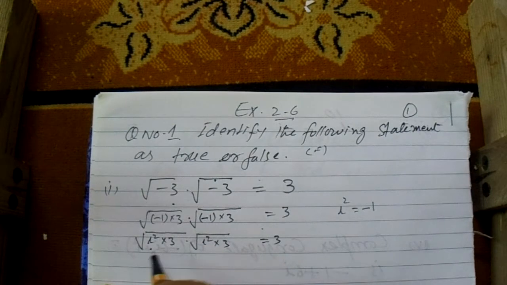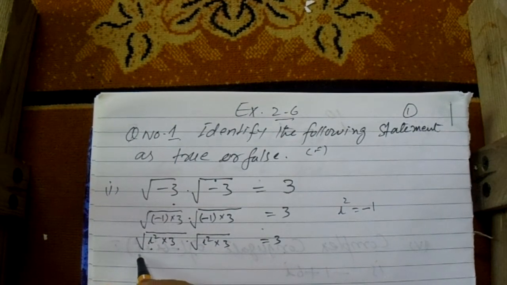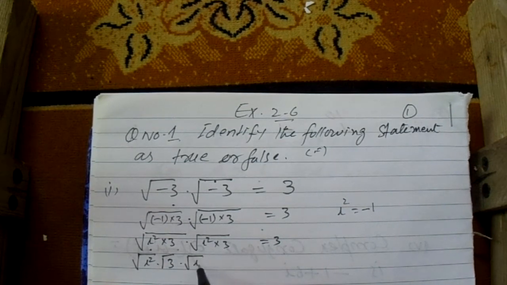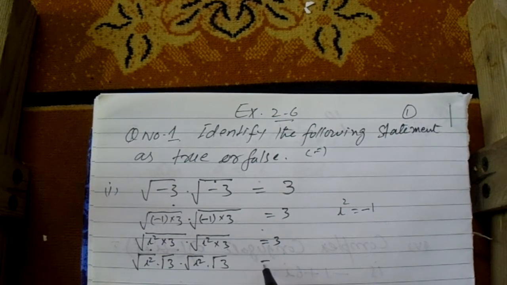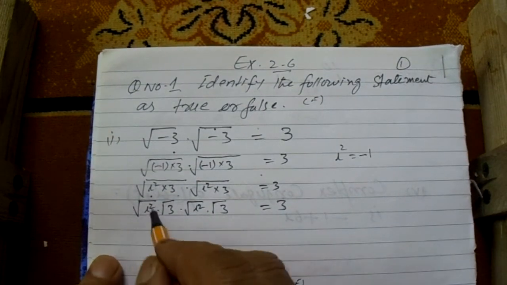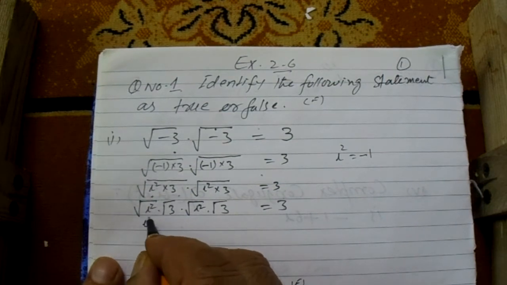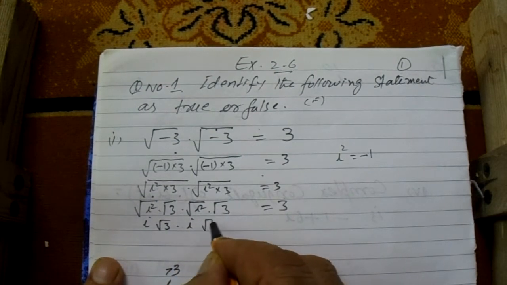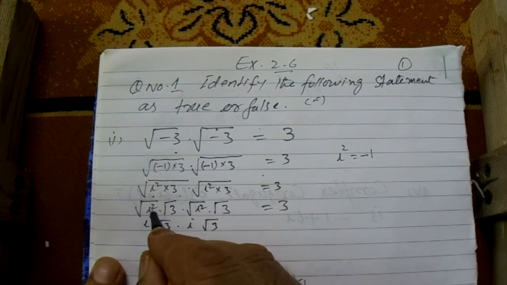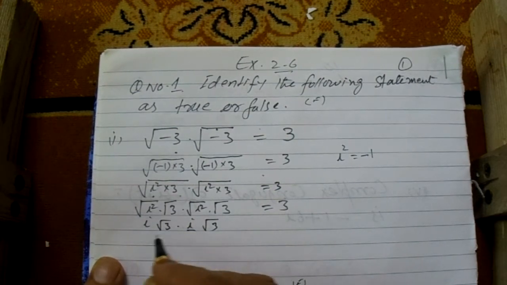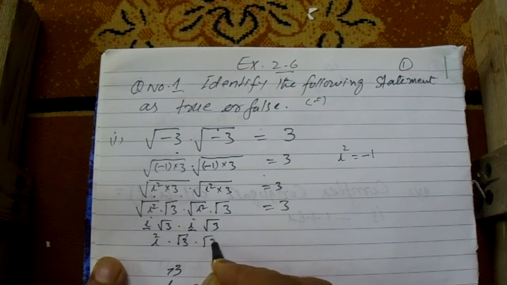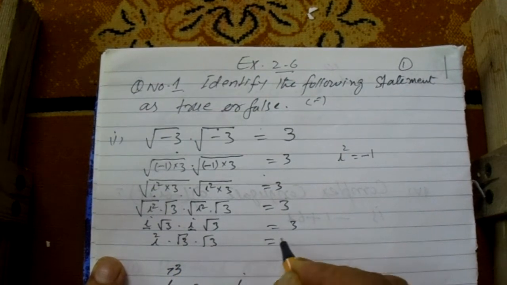Now we write separately under root iota square and under root 3, like this: under root iota square, under root 3, again under root iota square, under root 3 is equal to 3. The square will cancel the root, so you have only iota here and under root 3, and here also iota and under root 3. You have iota here and iota here. You multiply iota with iota, and under root 3 with under root 3, is equal to 3.